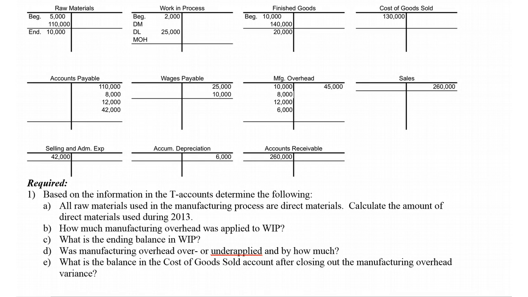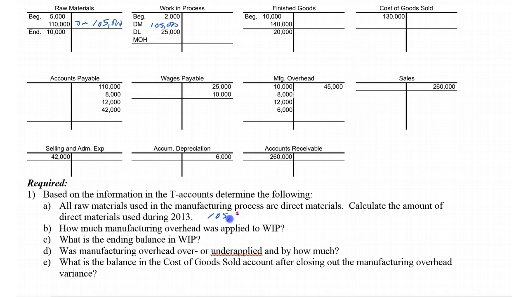Okay, so the first one is all raw materials are direct materials. Calculate the amount of direct materials used in 2013. So in our raw material account, direct materials is credited and debited to WIP. So we move raw materials there. Well, this side is 115,000 available. We have 10 remaining. So that means 105,000 materials were used, and we know all of them were direct materials, so direct materials goes to WIP.